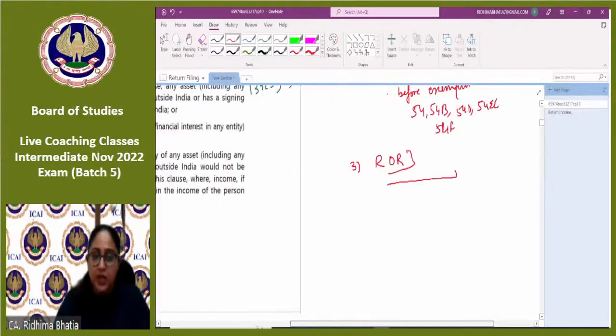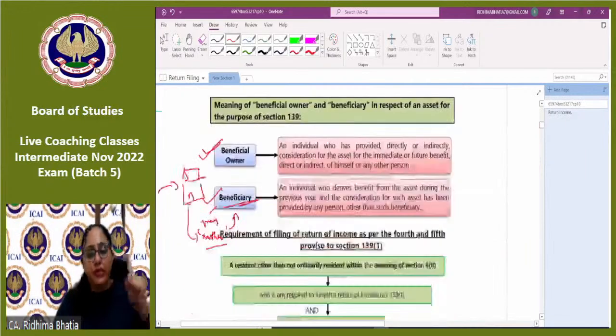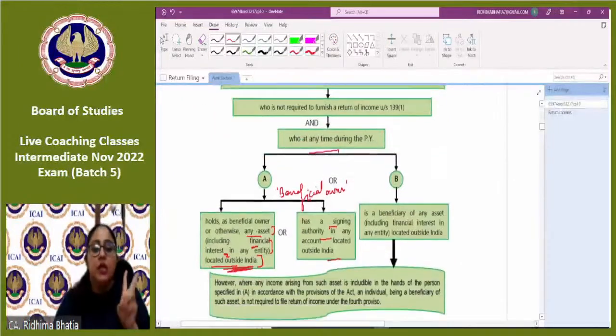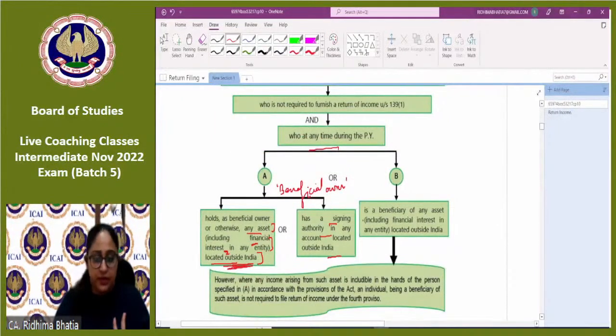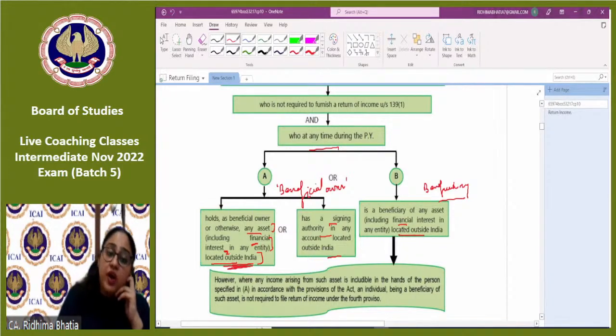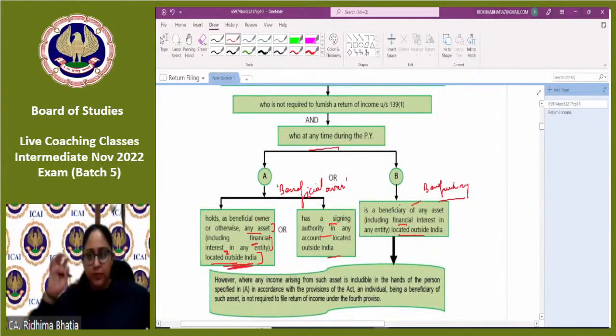return of income. So ROR, if he is a beneficial owner in any asset located outside India or is a signing authority in any account located outside India. Okay? Clear? But if you're not a beneficial owner but a beneficiary, so here take an example of the mother who is getting the rent. You are a beneficiary of the asset. Then also you have to file the return of income. So if you are a beneficiary of any asset which is located outside India, including financial interest, then also you have to file the return of income. So beneficial owner को भी return file करना है, beneficiary को भी.